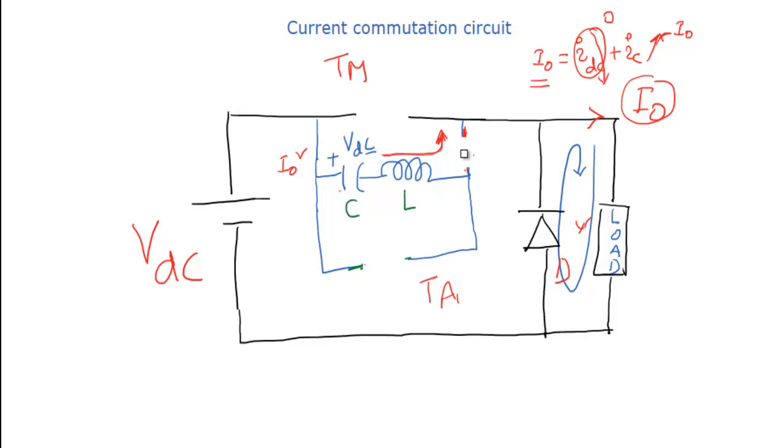So that means we achieved the turning off process of the main thyristor. So now the load current keeps on flowing through the freewheeling diode. So that is the operation of this circuit.